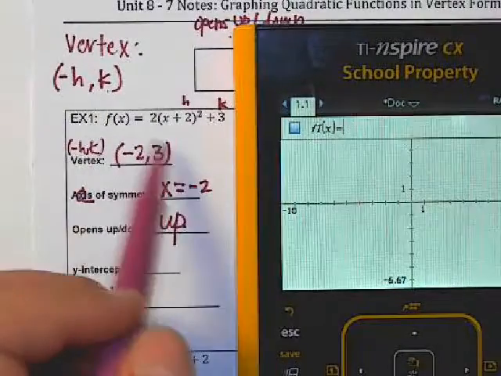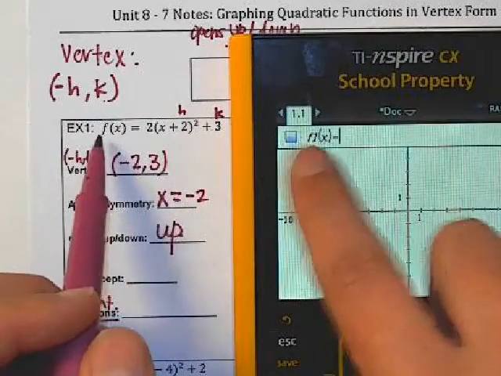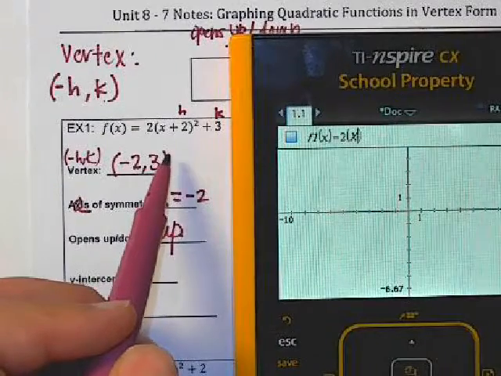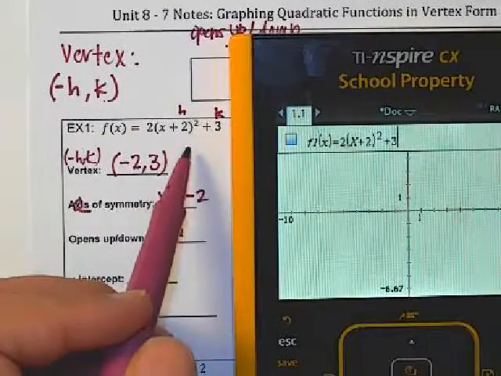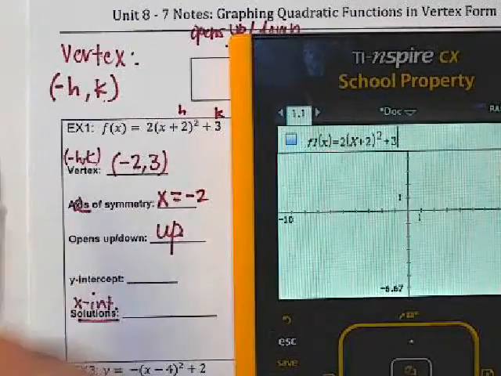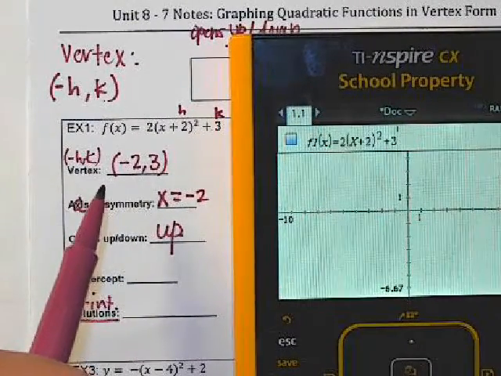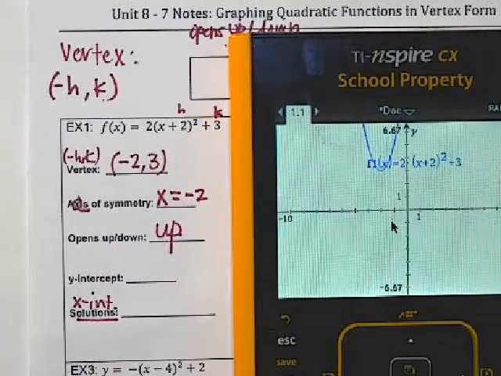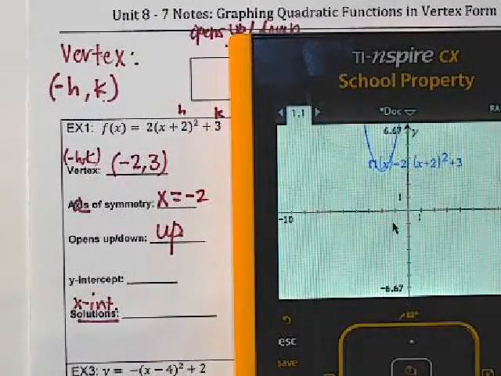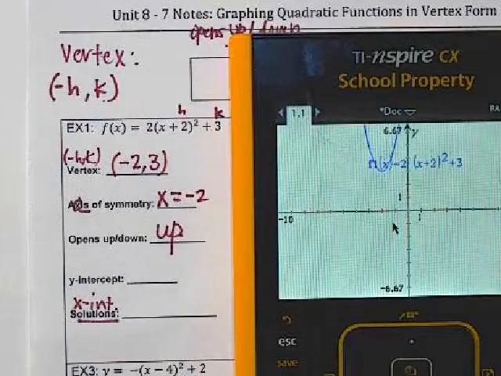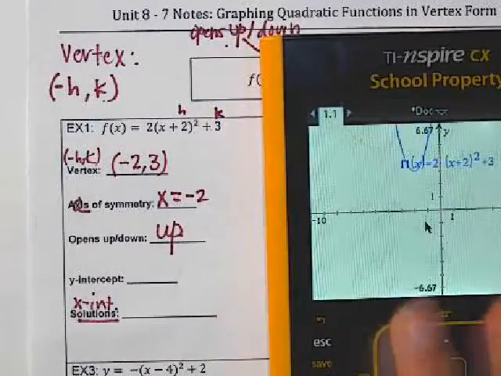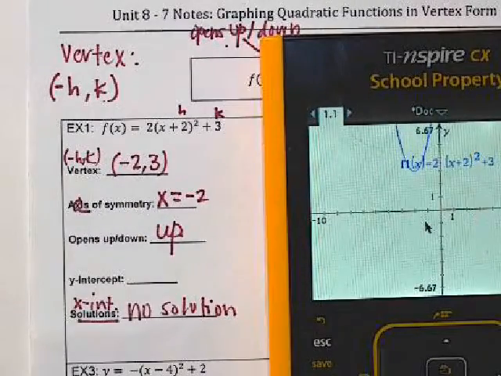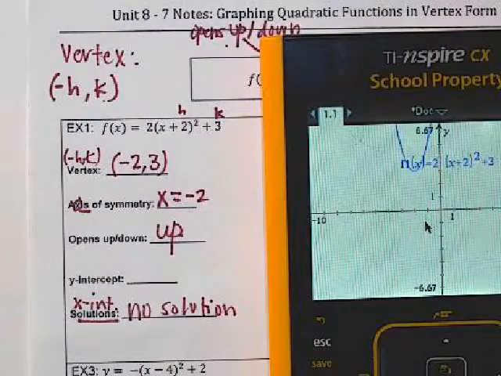Okay. It's already y equals, so I'm just going to plug it in exactly how it looks. x plus 2 squared plus 3. Everybody should be doing this with me. Plug it exactly how it looks. And then it graphs. Okay, does this have x-intercepts? Does it cross the x-axis? No. So what am I going to write for x-intercepts? No solution. Because what's solution mean? It means x-intercepts. So we have no solution. No x-intercepts.